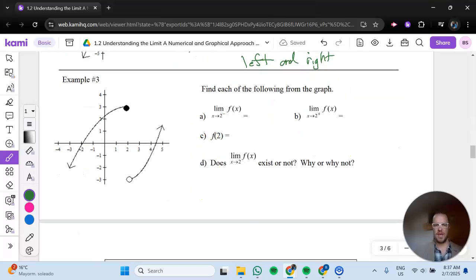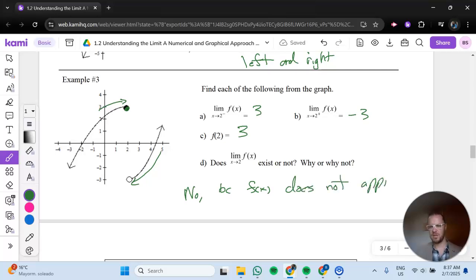And our third one here, as we approach 2 from the left-hand side, we get 3. As we approach it from the right-hand side, we get negative 3. And at 2, we go to where it's filled in here, so it's 3. Does the limit exist? No, it does not. Why? Because f of x does not approach the same value, or we could say the same y from left and right. Okay, it's approaching two different things, therefore the limit doesn't exist.